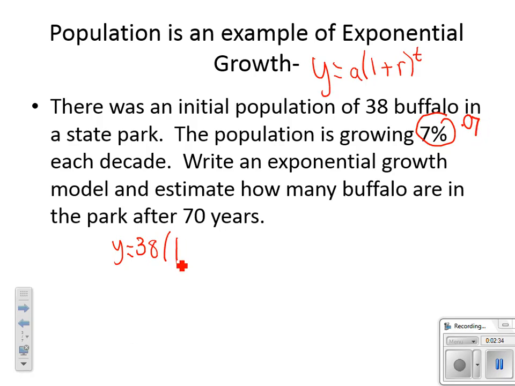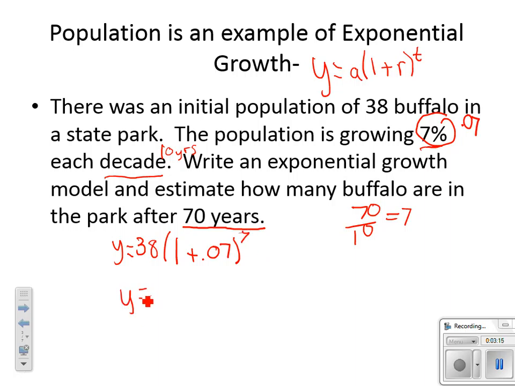So we're going to say 1 plus 0.07 all to the t. Now, what do you think t is? I know a lot of you are tempted to write 70 years as t, but let's take a look back at our rate. We said it's 7% each decade, and a decade is 10 years. So if we want to have our t correspond to our rate, then we need to know how many decades the rate is increasing by. So 70 years divided by 10, which is a decade, we would get 7 decades. So our t is actually 7.